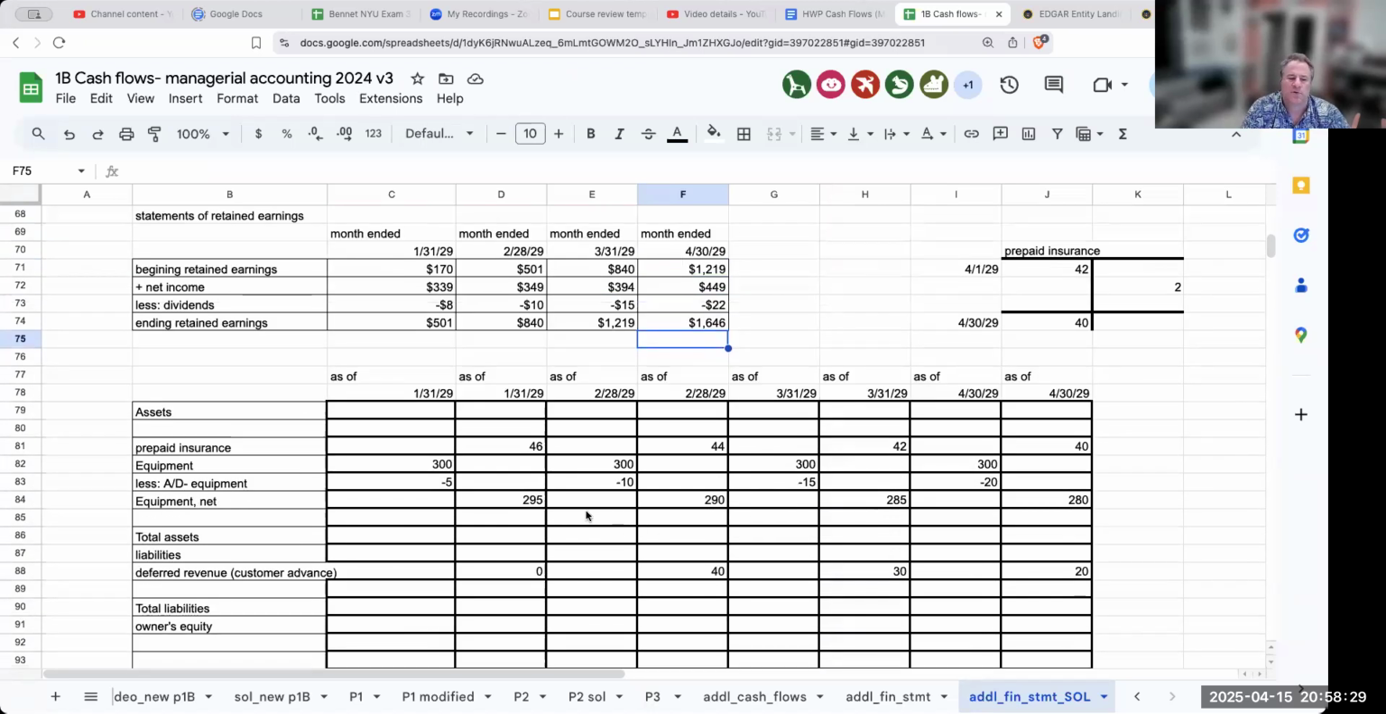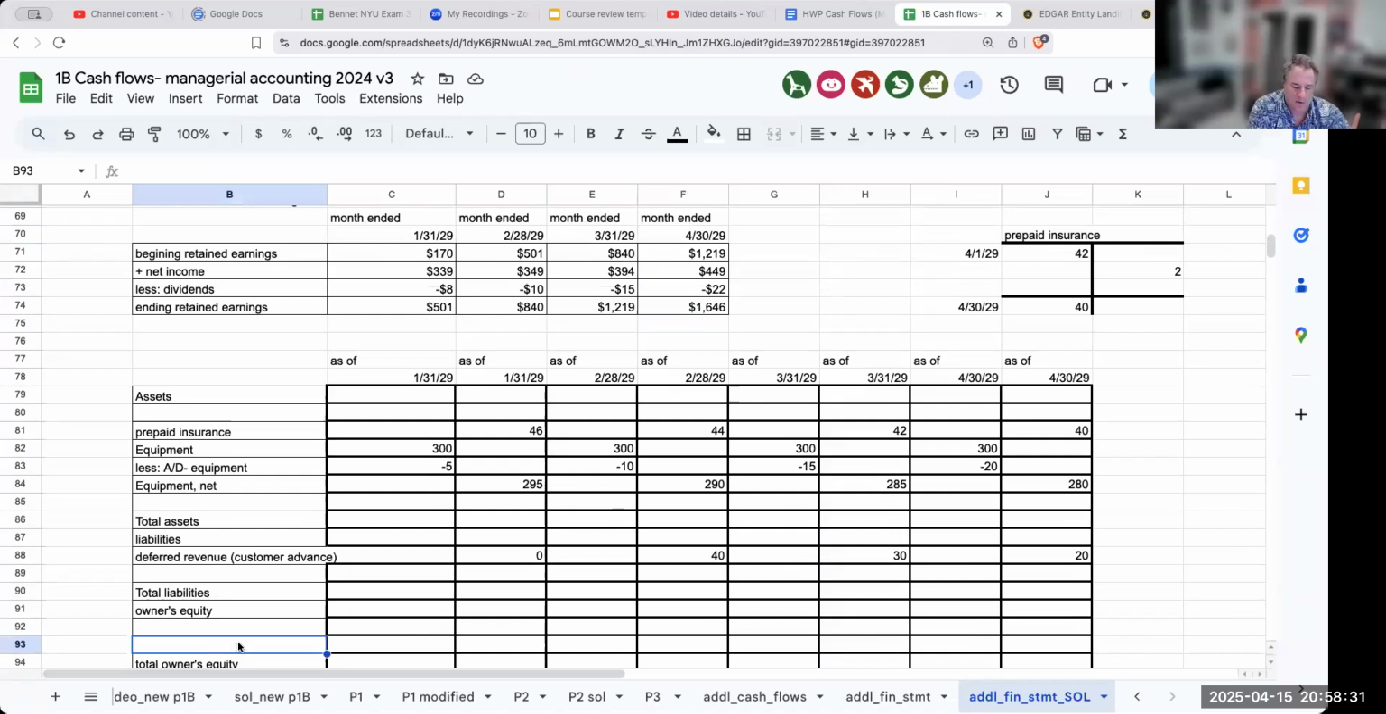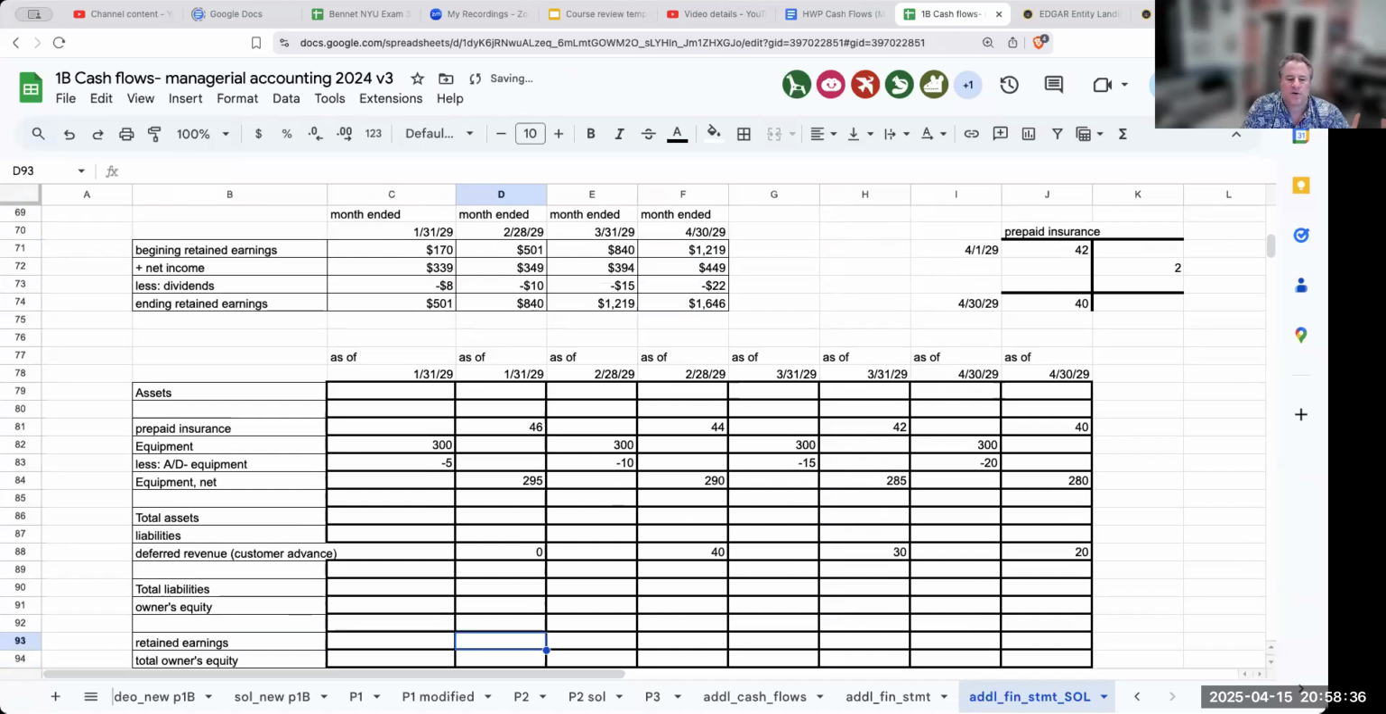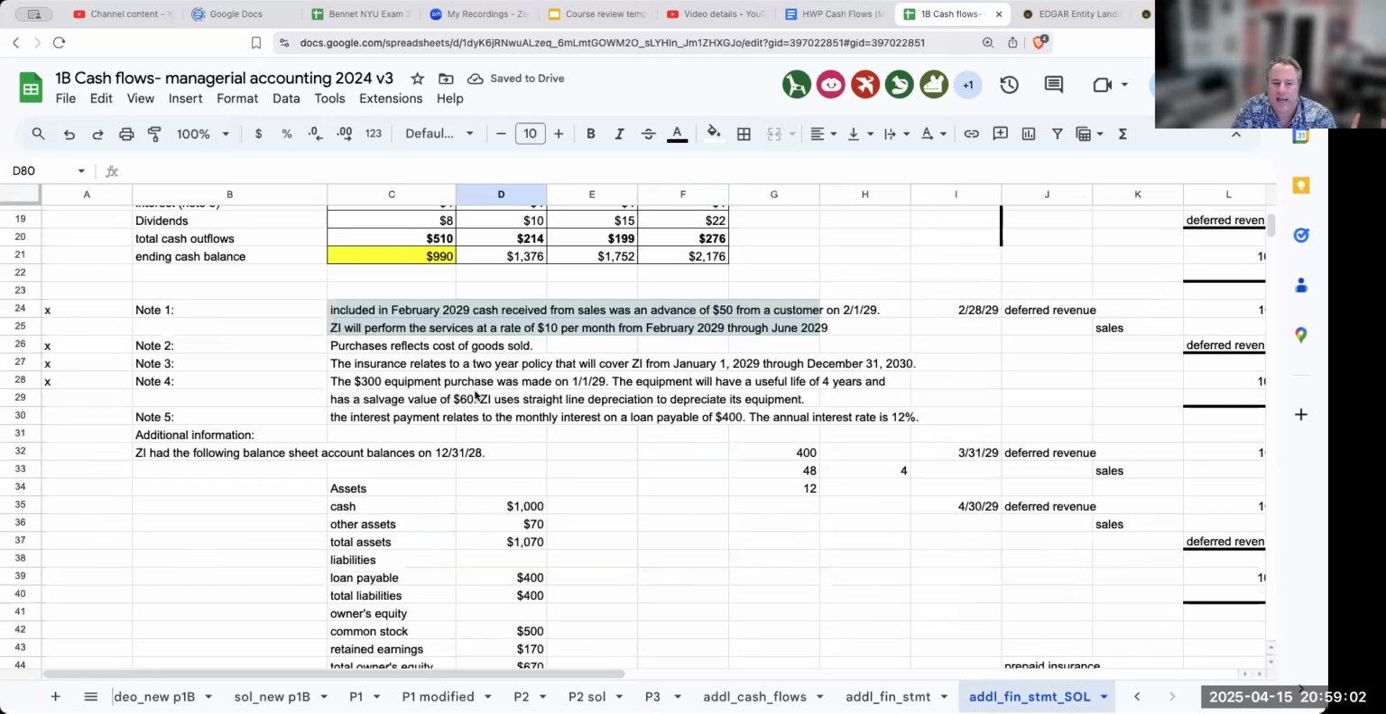So let's just go through and put in some more information that we know now. My retained earnings right over here was 501. Over here was 840. Over here was 1219, and over here was 1646. Now, the other thing I want to do is start filling out my balance sheet. My cash balance is what my ending balance is on my cash flow.